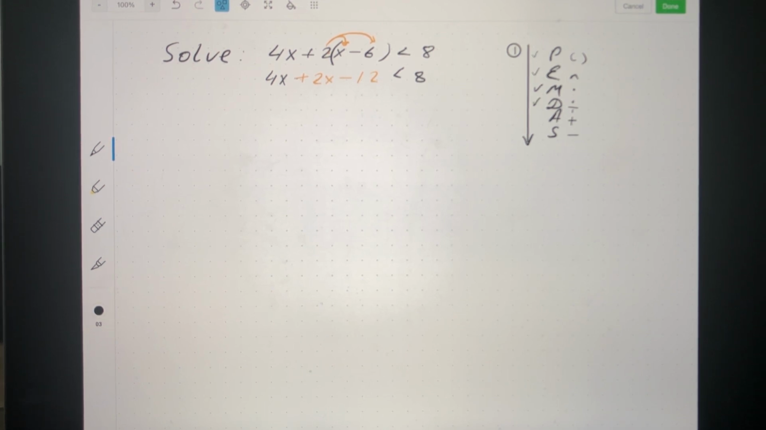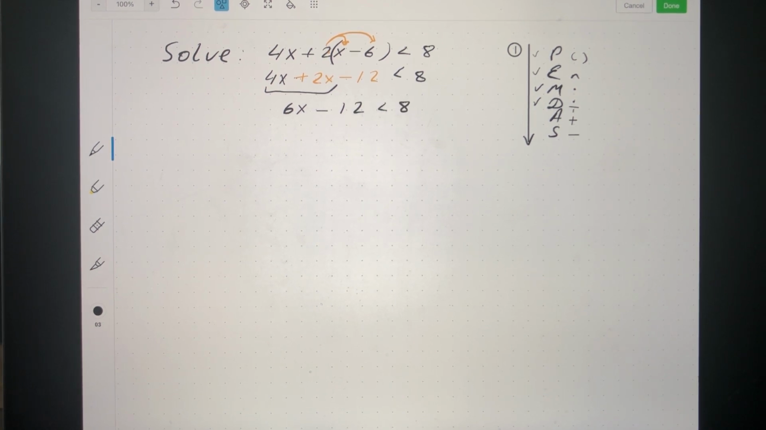As long as the operation is always true, then we do it. If not, then we don't do it. So 4x and 2x would always be 6x, no matter what the x happens to be. And that completes our addition, subtraction, and that's the end of simplifying.